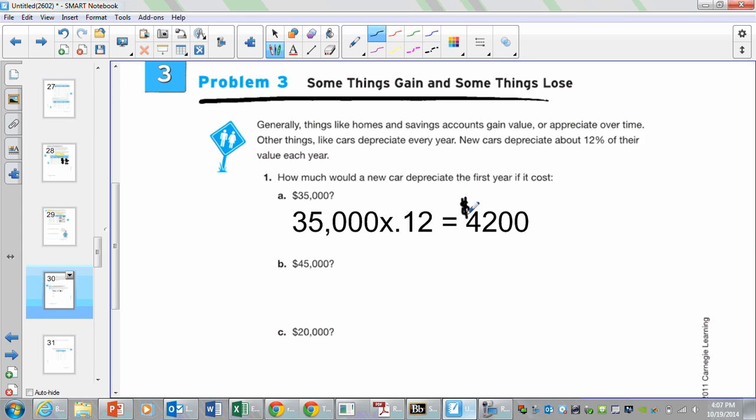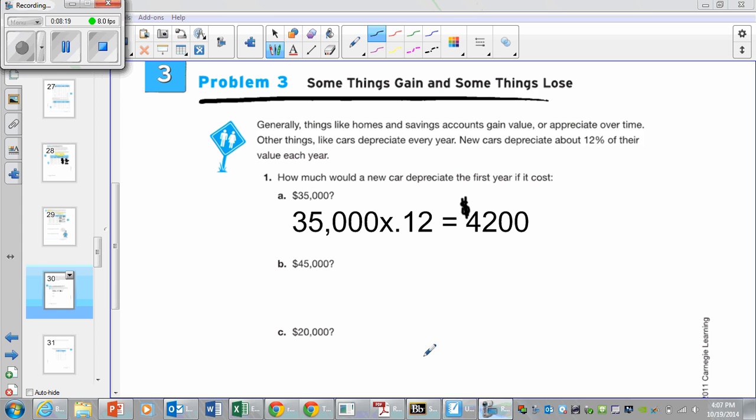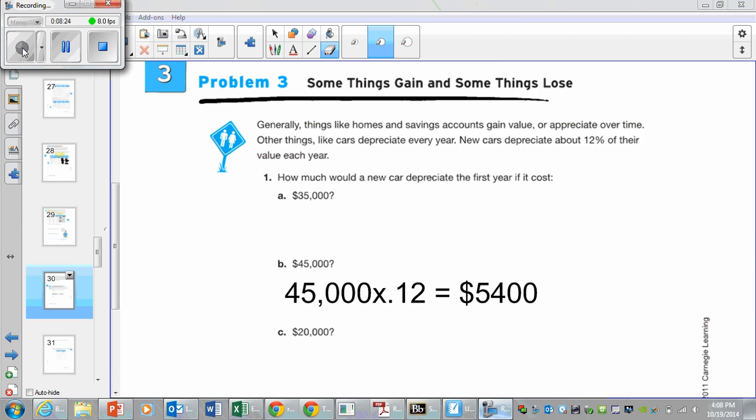Then I want you to go ahead and do the same type of thing, but I want you to do B, so figure out how much a car would cost, the same thing but for B. Go ahead and check your answer.